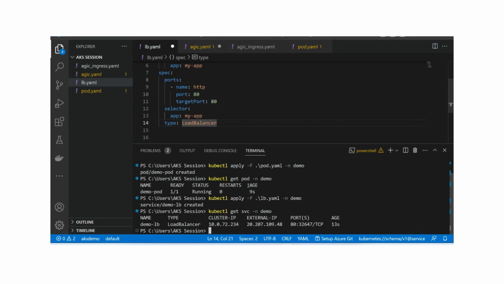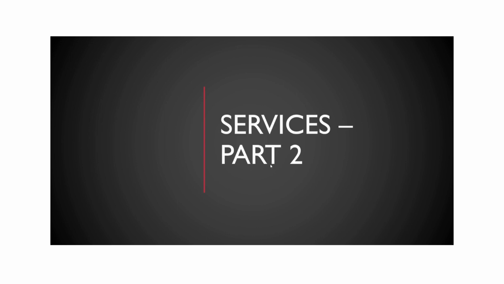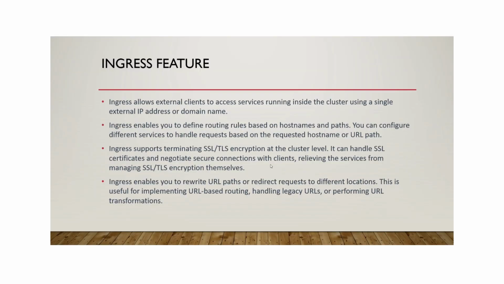Now let's learn more about the Ingress. For that, we'll go to the presentation. Now let's discuss the features of the Ingress. Ingress allows external clients to access services running inside the cluster using a single external IP address or domain name. Okay. It enables you to define routing rules based on host name and paths. You can configure different services to handle requests based on the requested host name or URL path.